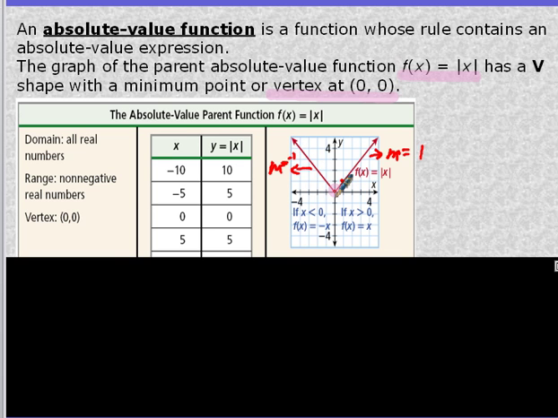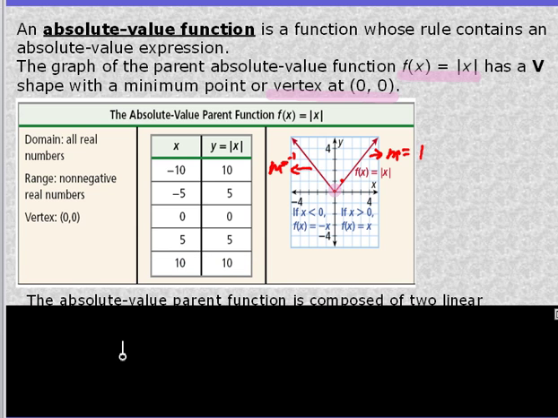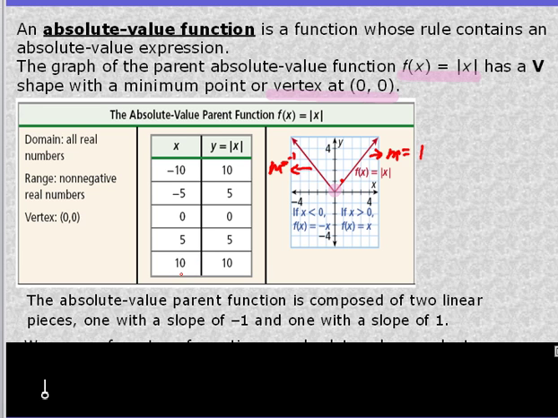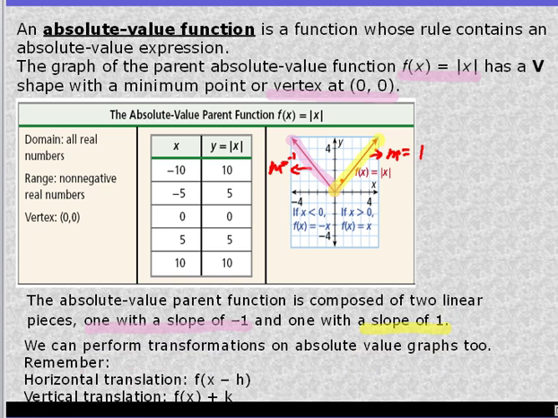And here's a table of values. Negative 10, negative 5, 0, positive 5. You can see why it looks the way it does. But when we make certain transformations, it's going to involve changes in the slope. So it's going to help you to know what those slopes are. And that's what this says. Absolute value parent function is composed of two linear pieces, one with a slope of negative 1, which is going to be this piece, and one with a slope of positive 1, which is going to be this piece.